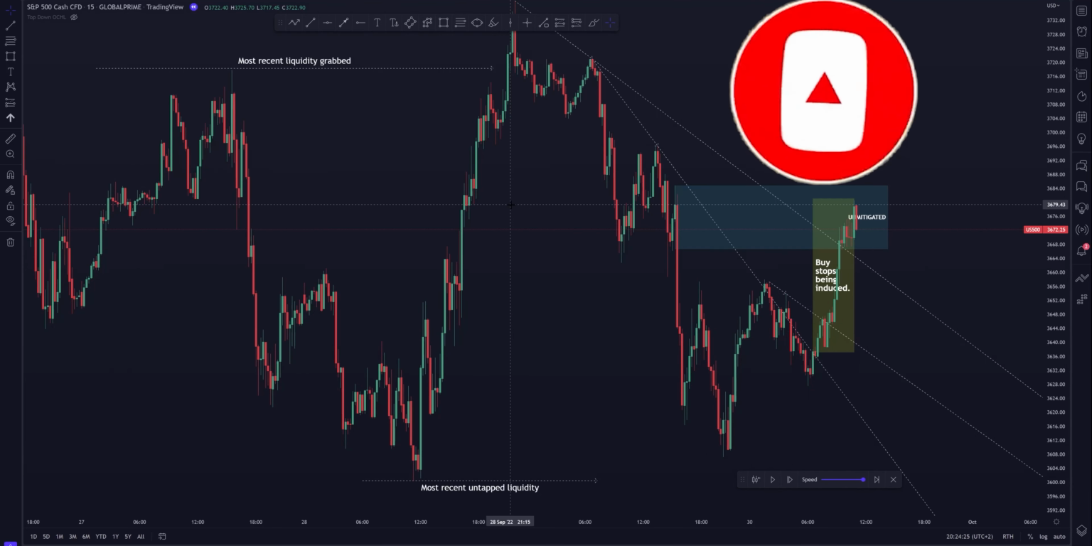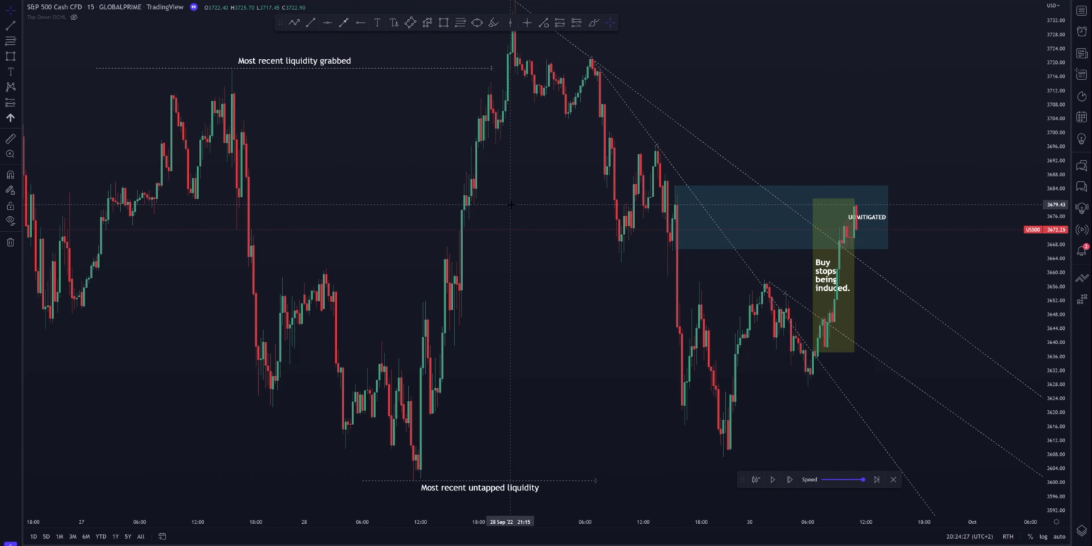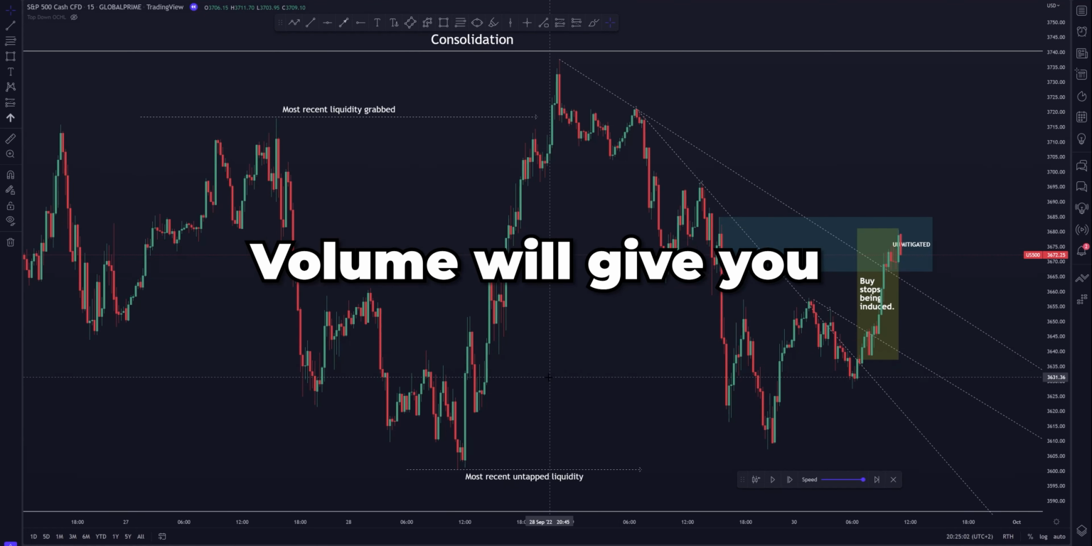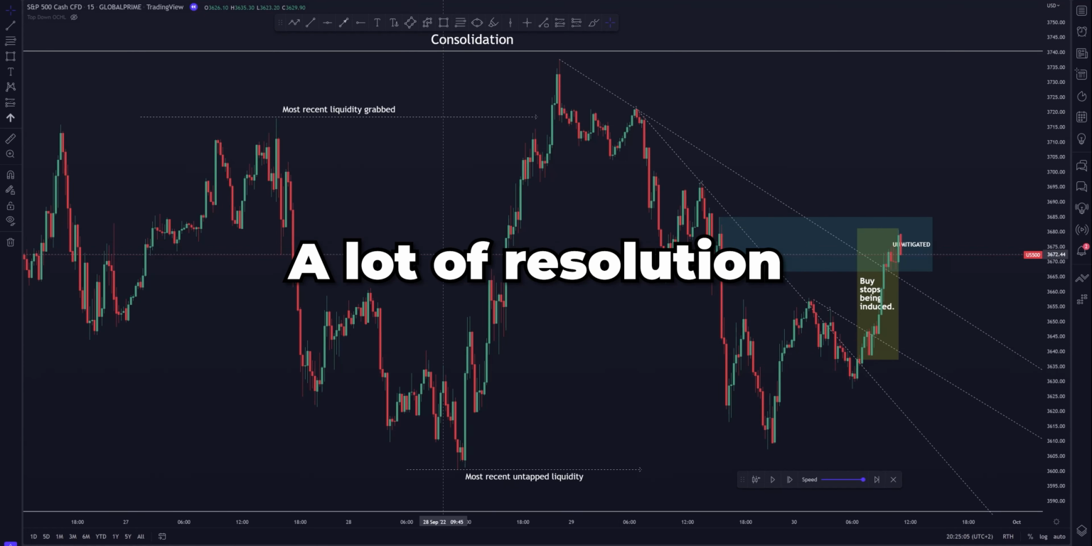What is liquidity? Orders: buy limits, sell limits, buy stops, sell stops. How is this liquidity being recorded? Volume will give you a lot of resolution. It's like changing from 480p to 4K.